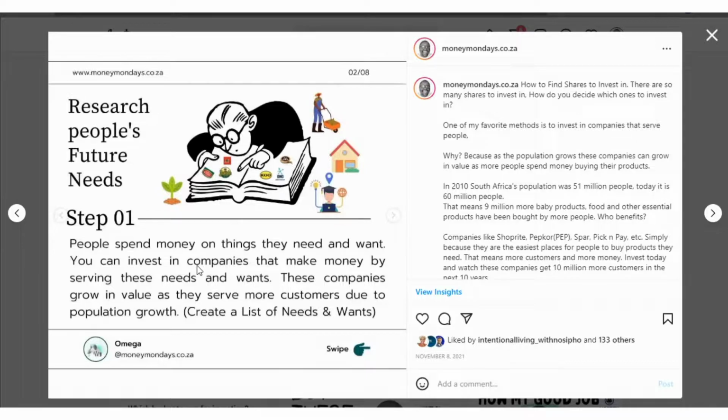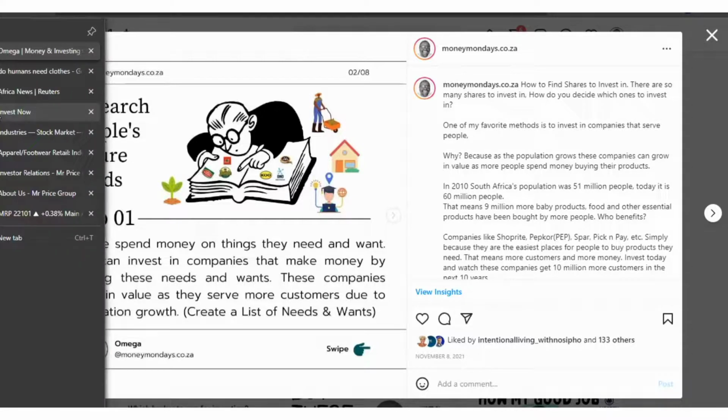The easiest way to actually do this, I've learned, is just to use yourself as a person. Ask yourself, what is it that I need? Create a list of those needs. And then at the same time, also ask yourself, what am I interested in as a person?